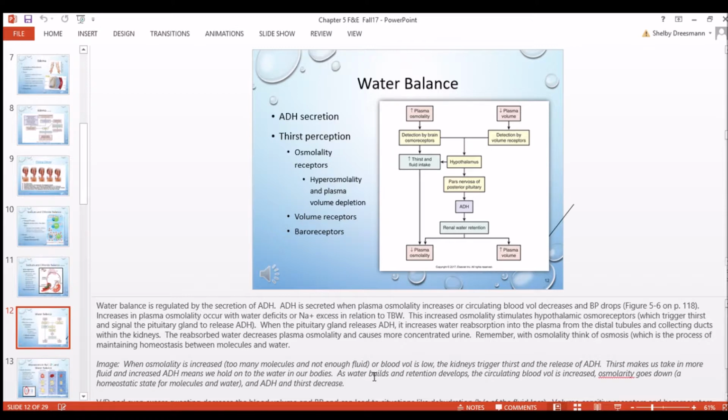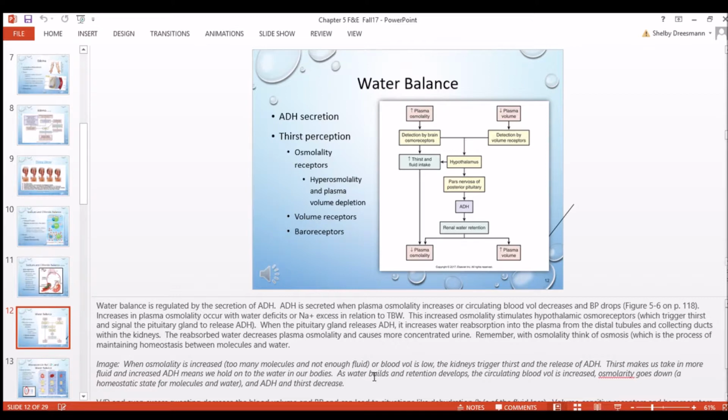Water deficits or sodium excess occur with increased plasma osmolality. This stimulates hypothalamic osmoreceptors that trigger thirst and the pituitary gland to release ADH. The pituitary gland releases ADH and increases water absorption into the plasma from the distal tubules and collecting ducts within the kidneys. So we're basically in the whole urinary system of the kidneys, we're going to reabsorb a lot of that water again because our blood pressure is decreasing.